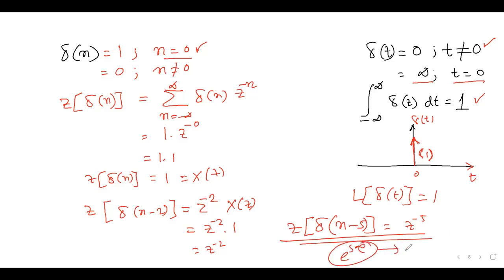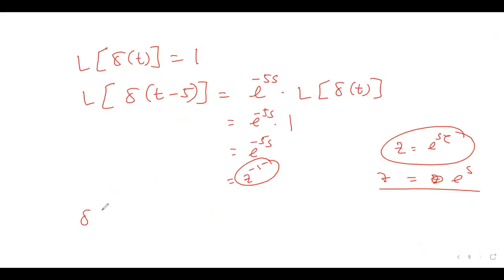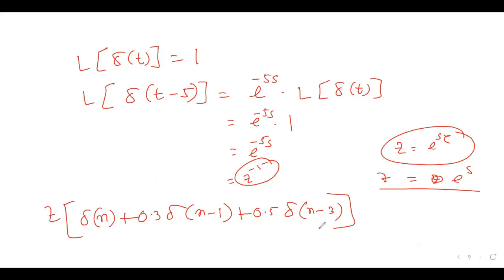It would be difficult for us to write e to the power s tau every time, so in order to reduce the writing, we replace e to the power s tau by z. Okay, so what will be the Z transform of delta n plus 0.3 delta n minus 1 plus 0.5 delta n minus 3? Tell me. It will be 1, because the Z transform of the impulse function is 1, plus the Z transform of 0.3 delta n minus 1 is 0.3 z to the power minus 1, and 0.5 delta n minus 3 will be 0.5 z to the power minus 3. That is the answer. Simple.